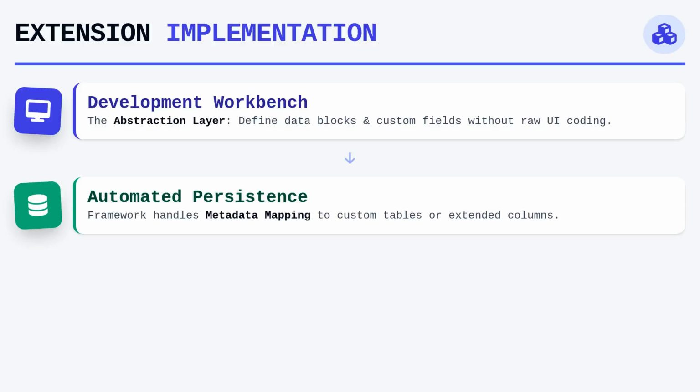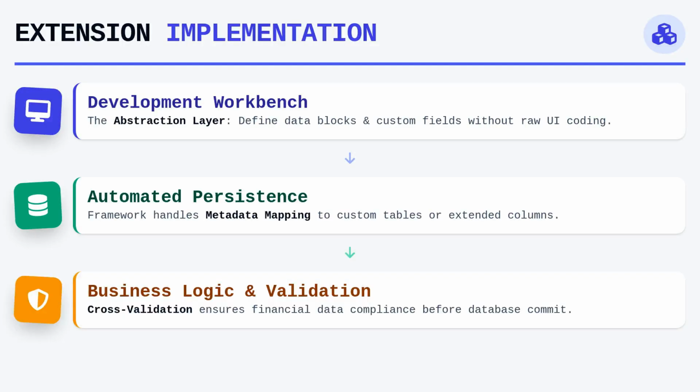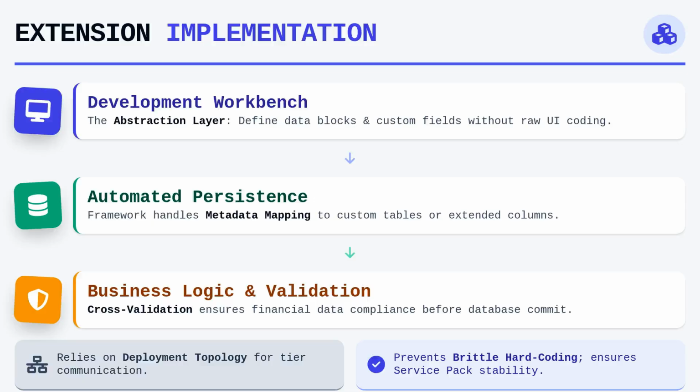It is essential to recognize that this process is heavily reliant on the specific deployment topology you have chosen, as the extensibility engine needs to communicate effectively through the various tiers. If you are handling complex financial data, the framework also enables the implementation of custom logic for cross-validation within the screen design, ensuring that values entered by the teller or back-office staff comply with business rules before hitting the database. This layer of abstraction is what prevents your installation from becoming a brittle mess of hard-coded solutions that break whenever a new service pack is applied.